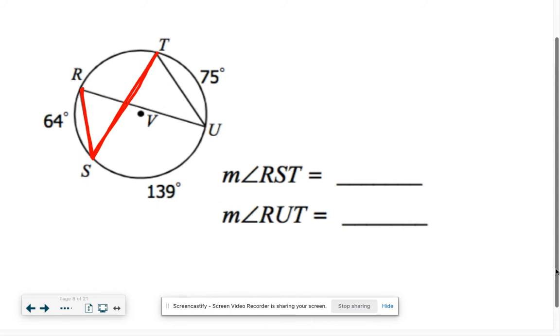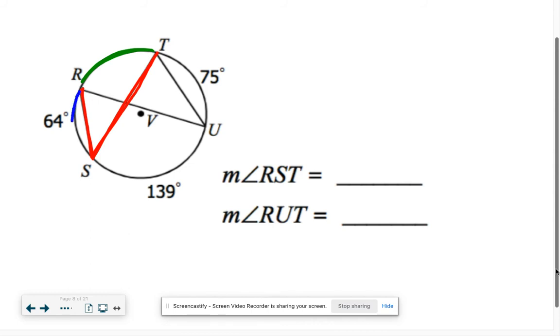Again, I don't know what the measure of arc RT is, but can I figure it out? You can figure it out. So if you notice, folks, again, this is just a puzzle. It's a game. It's about working the picture in your favor, right?